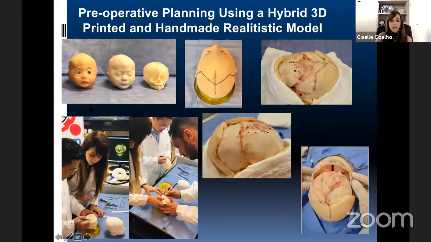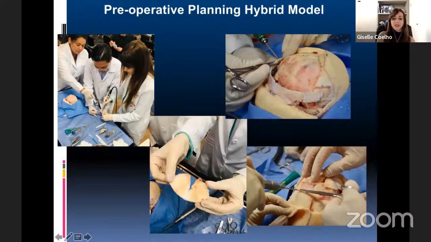And here we have the hybrid model of the baby, which is really similar, right? And here is the 3D printed model of this patient. Here we have the skin, the skull, and the brain with consistency exactly similar to the real tissues. And here we can discuss with plastic surgeons how would be the best approach, how would be the orbit remodeling, right? Specifically for that patient. And then we can perform the surgery in the simulator before the real surgery.